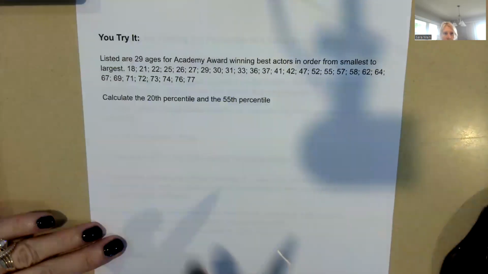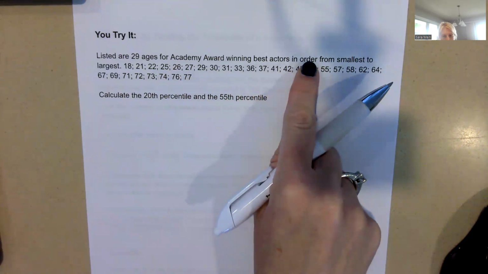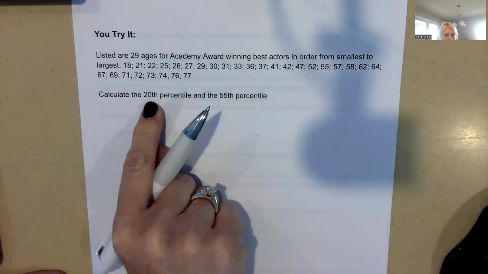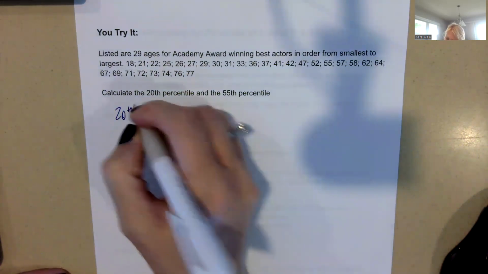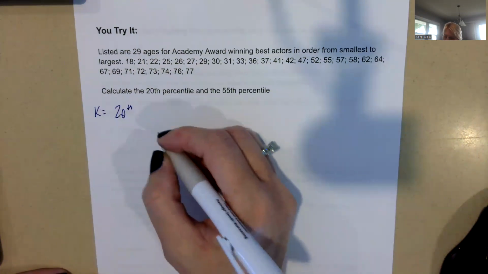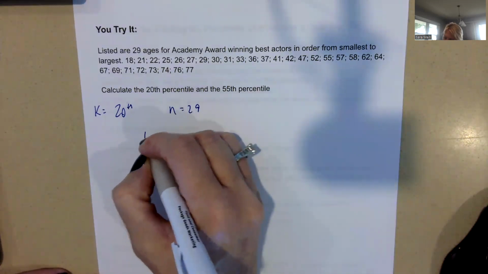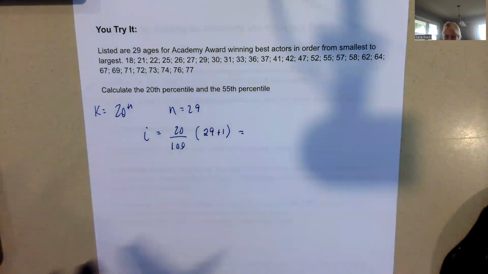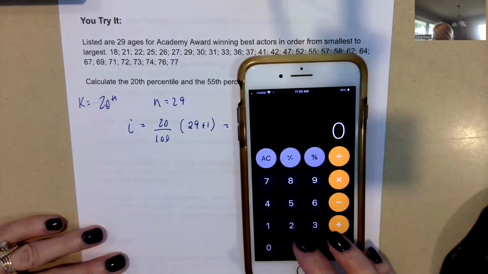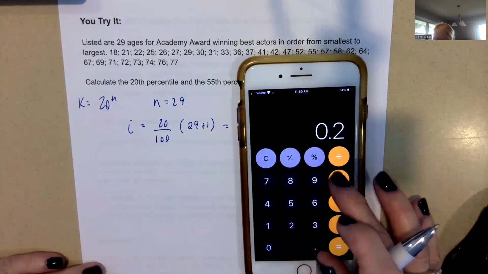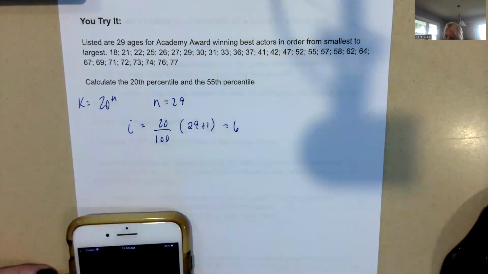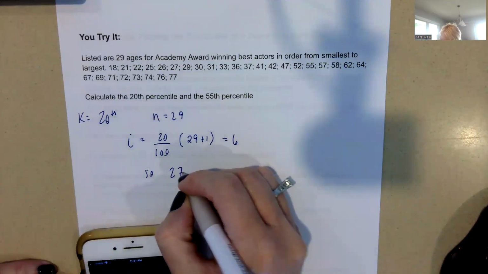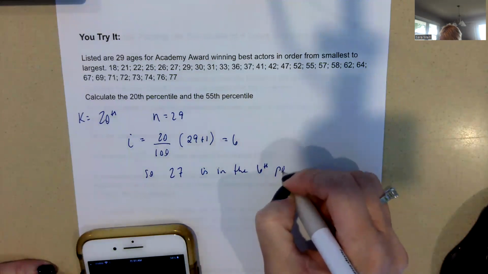So now we're going to try one on our own. It says we've listed our 29 ages for Academy Award winning best actors in order, again from smallest to largest. These are the same actors, but this time we're going to find the 20th percentile and the 55th. So k is equal to 20 and n is still equal to 29. So I for this one is going to be 20 over 100 times 29 plus 1. I can do this again here. 20 divided by 100 is 0.2 times 30, which comes out to be 6. So we're going to count 1, 2, 3, 4, 5, 6. So 27 is in the 6th position.